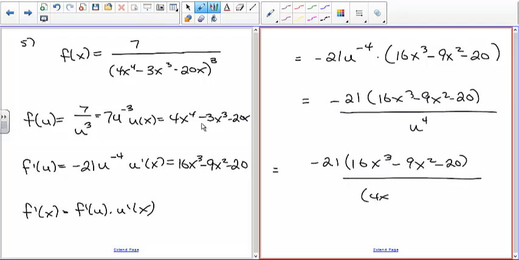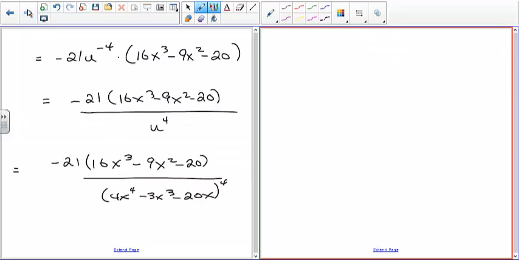So I go back over here to find u. And I raise the whole thing to the 4th power. So that's the answer. You don't need to multiply these out. It's just fine to keep it as a factored out 21.